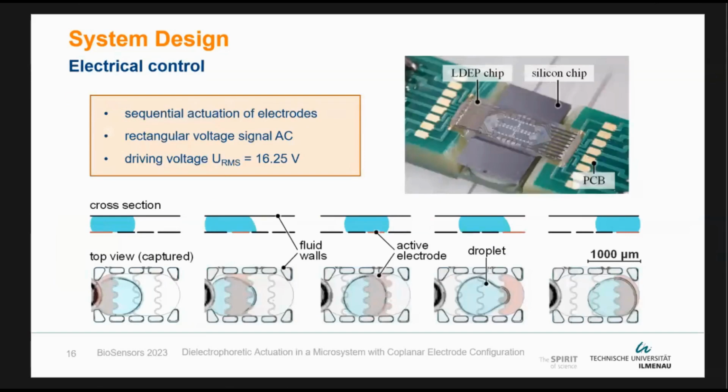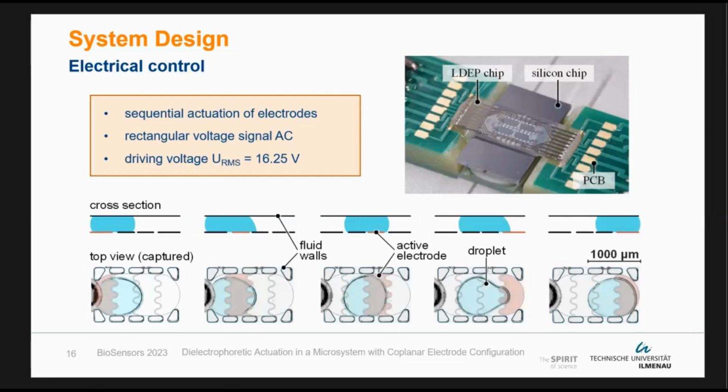Now we can see the finally fabricated substrate in a testing configuration. It is simply mounted to a PCB by conductive glue, so also very easy to achieve with simple methods that everyone has in the lab. The actuation is done with a rectangular signal with a root mean square voltage of roughly 16 volts. Comparable systems with dielectrophoretic forces often use 100 volts or even more. So we only need very low voltages here, and this is not even optimized. We can still optimize the thicknesses of the dielectric layers, and this can get even lower.